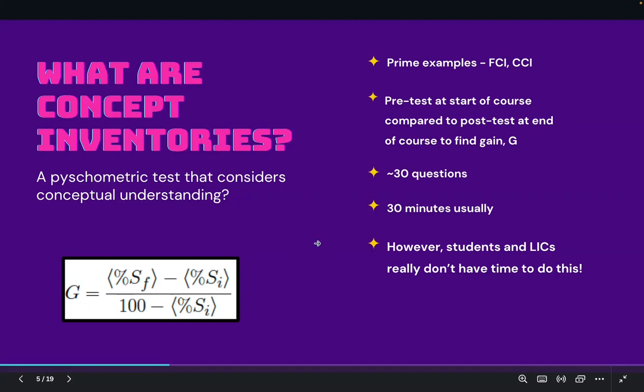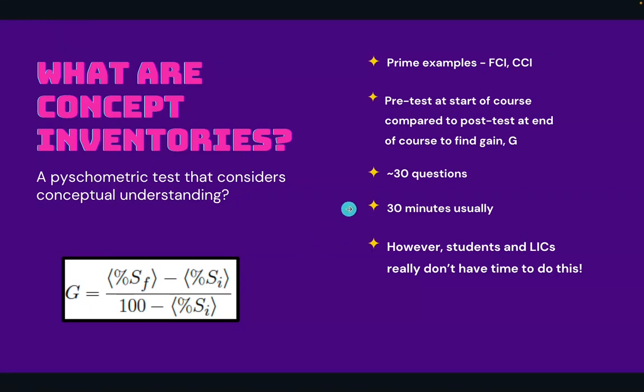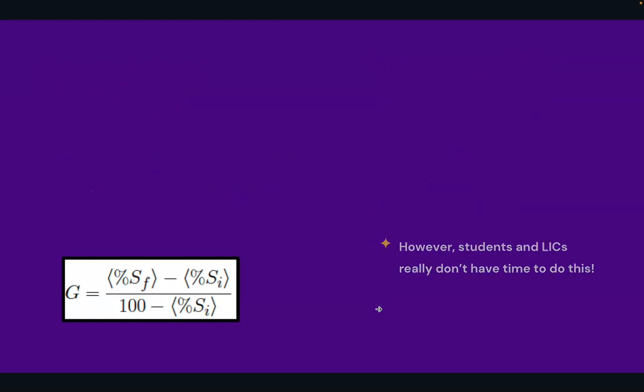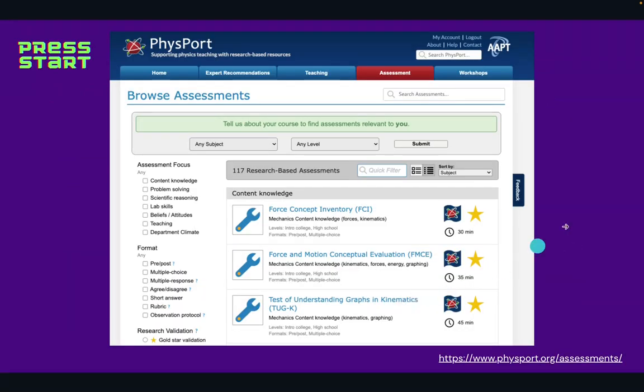Most of these tests are of the order of 30 questions, and you're given a set time of 30 minutes. However, students and lecturers in charge really don't have the time to do this, or it would be better if there was a more efficient way of deploying these tests. Just for your information, the PhysPort website is an awesome website where you may find things such as the force concept inventory, the calculus concept inventory, and follow those links for translations in other languages and the level or rating of research that has been done into that particular concept inventory.